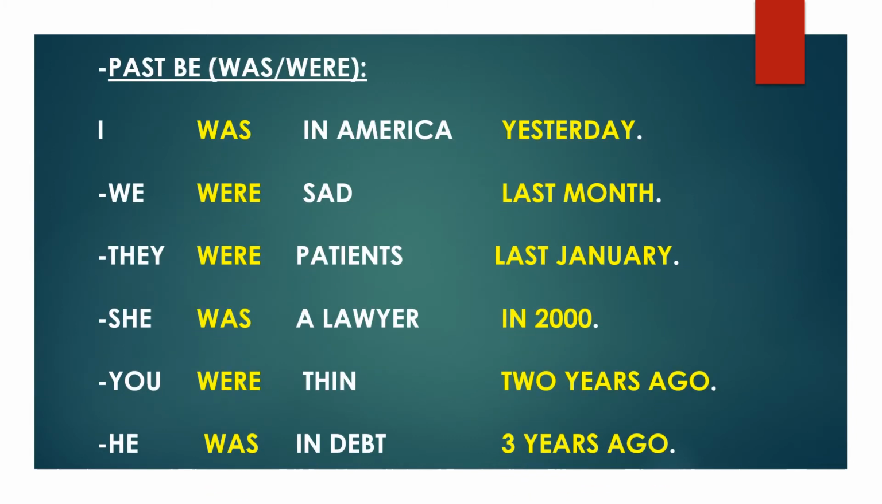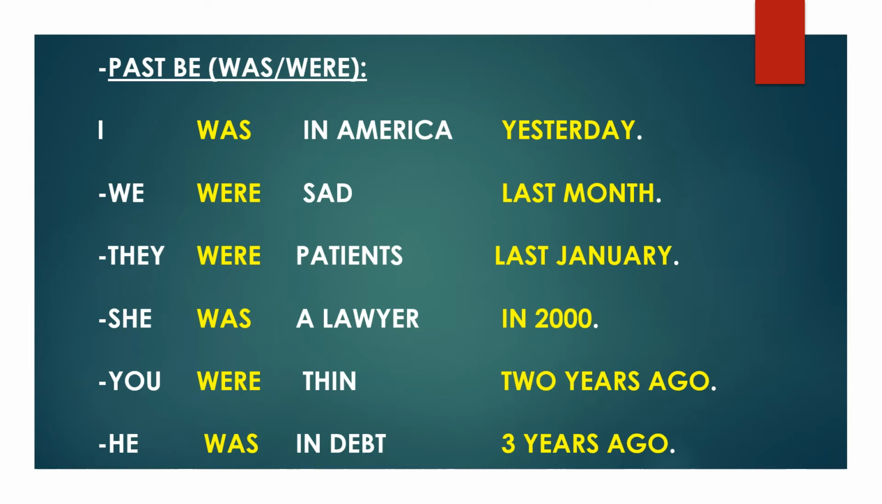The verb to be for past tense is was and were. I was in America yesterday. I was. We were. They were. She was. You were. He was. We were sad last month. They were patient last January.